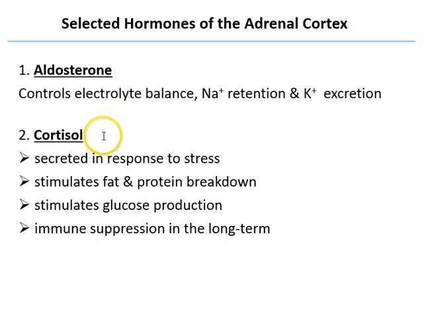The other hormone I'll mention is cortisol. This is secreted in response to stress, and it acts on nutrient metabolism. In particular, it stimulates fat and protein breakdown and triggers the production of glucose. So if we're under stress, we have an energy reserve readily available. If the secretion lasts too long, we can actually suppress the immune system. And overproduction of cortisol can lead to a condition called Cushing's syndrome.